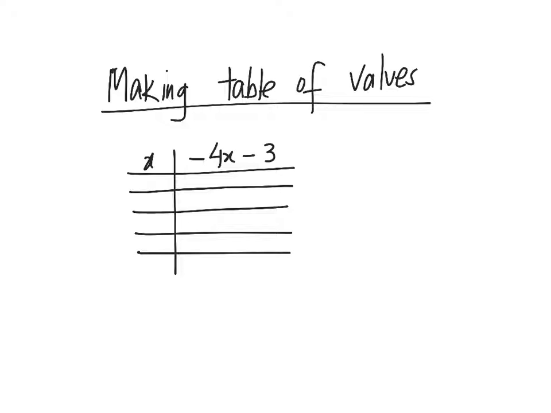If you're having difficulty understanding how to make a table of values, I'm just making a quick video showing you how to make a table of values. This is just an example from today's lesson, y equals negative 4x minus 3, which is the third option. And in this example, there is a blank table given to you.